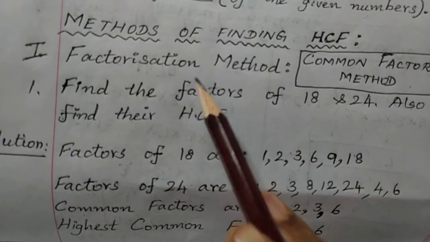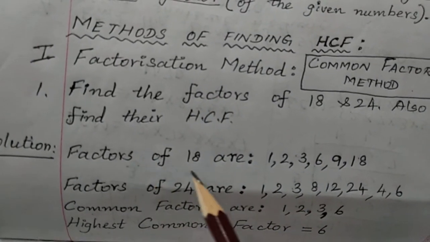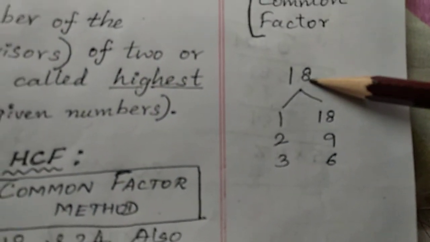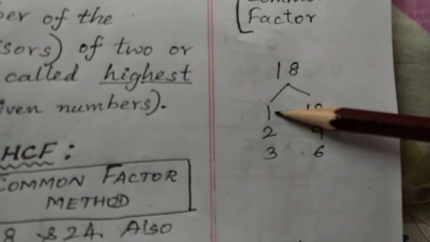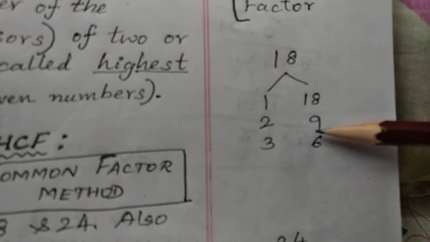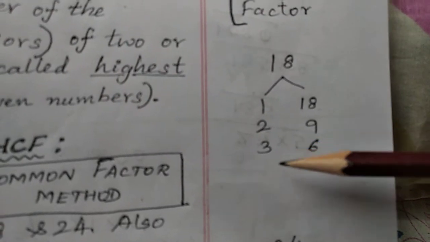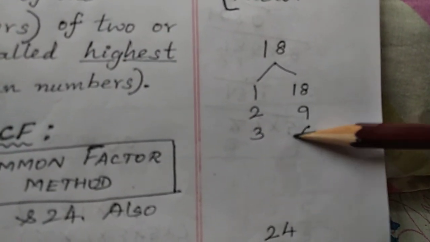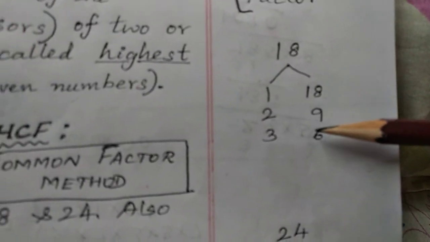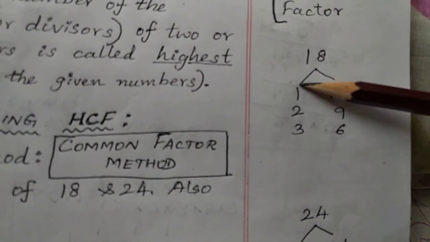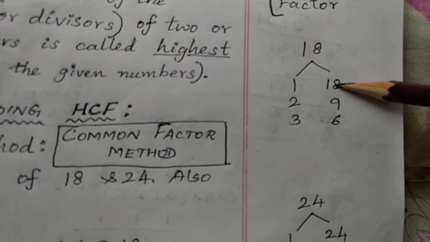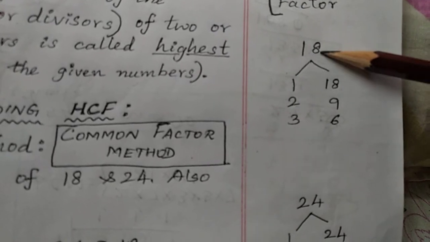By the factorization method, we have to find the factors of 18 and 24 individually. See, 18 can be written as 1 into 18, or 2 into 9, or 3 into 6, 4 into nothing, 5 into nothing, 6 into 3. Again 6 appears, so repetition occurs. Stop here itself. So what are the factors of 18? 1, 2, 3, 6, 9 and 18. Now we have factorized 18.